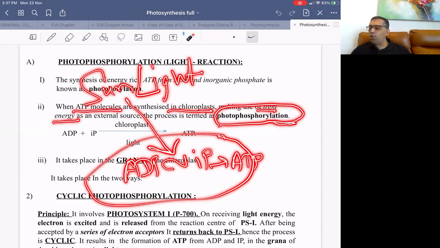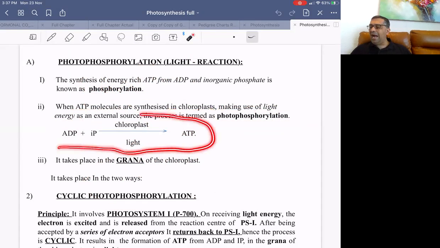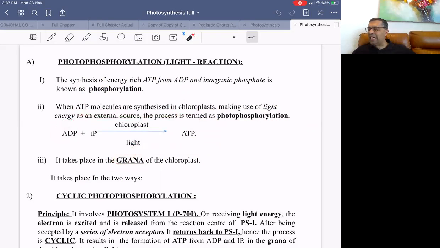So that is photophosphorylation, and it takes place in the grana of the chloroplast, in the thylakoid, in the quantosomes. Two types, namely cyclic photophosphorylation and non-cyclic photophosphorylation. Chalo, let's see what they are. Cyclic photophosphorylation, the principle, it involves photosystem 1 P700.